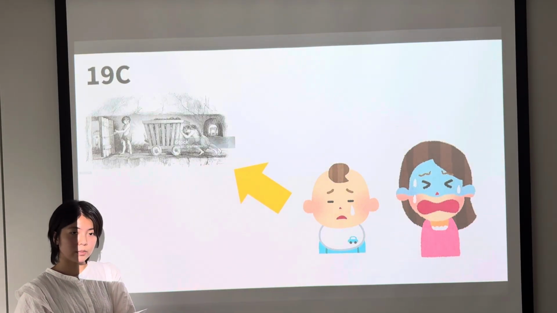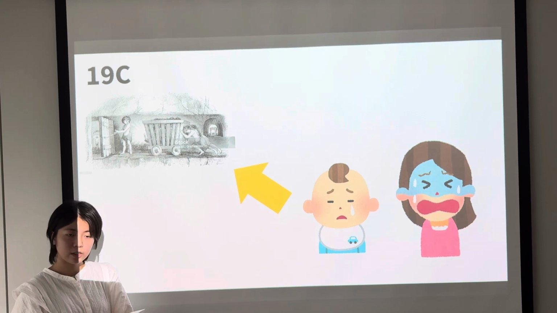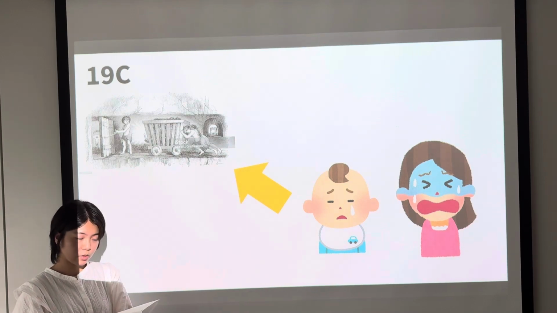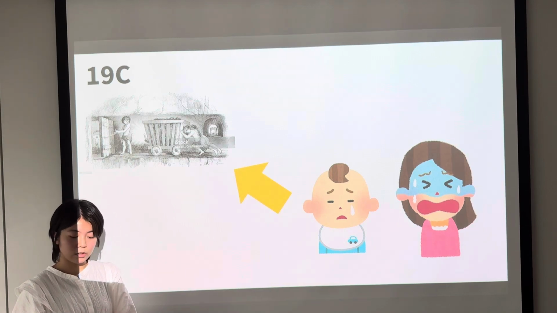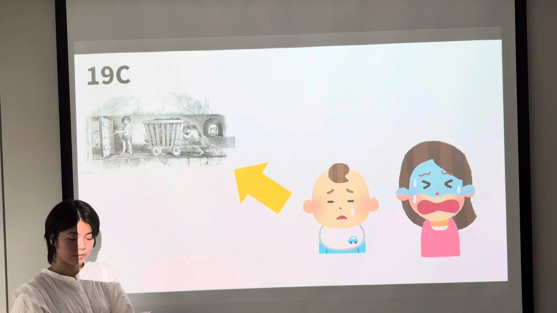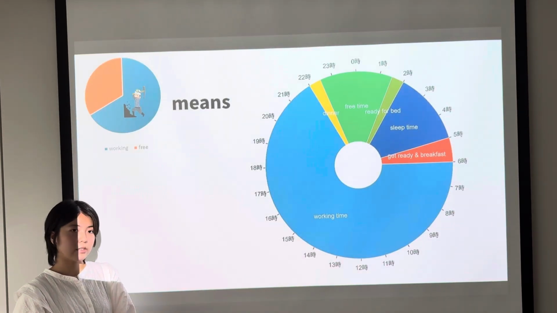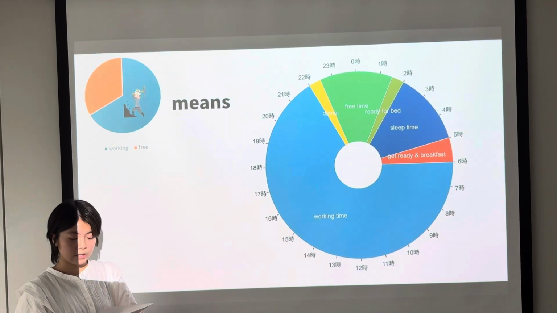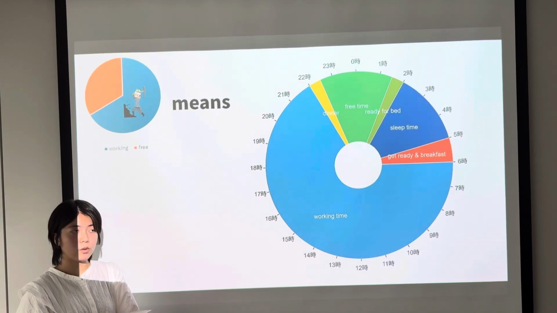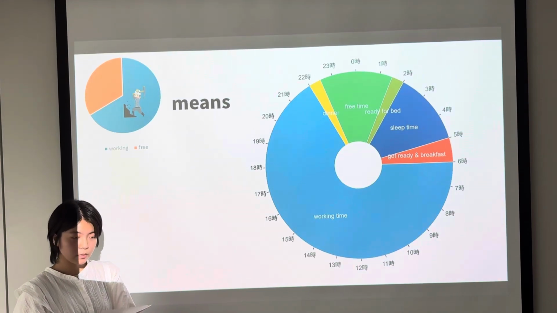Not only adult men, but also women and children were forced to work in coal mining. Low wages and long working hours made life difficult for workers. This graph shows the daily working hours and leisure time in the UK at that time. Furthermore, it is said that they slept only 3 or 4 hours and had only 1 day off per week.